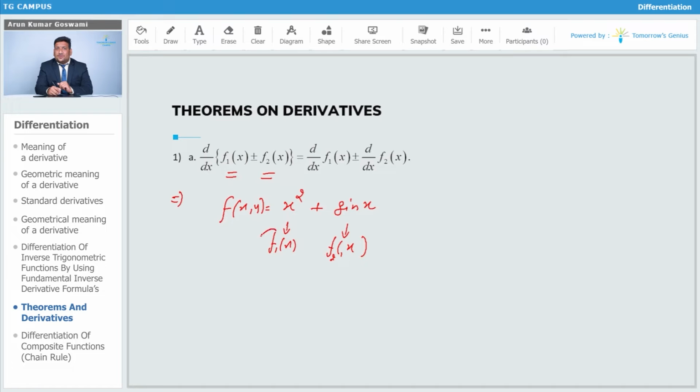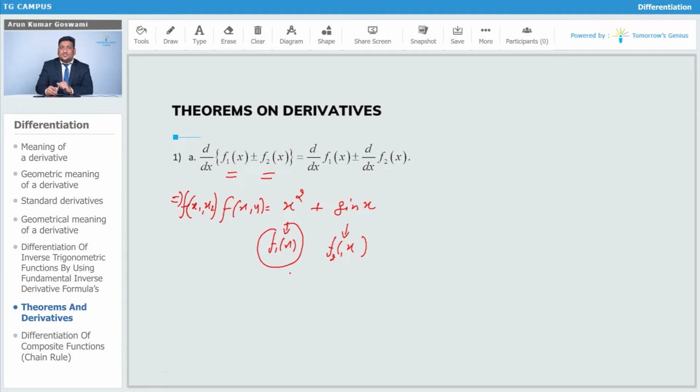I'm writing f of xy here just to represent two different functions, or else you can write it in a different manner, f of 1 and 2, instead of writing xy, because you will be confused with y. What is y here? We don't have any y. So instead you can write this function as f of x1 and x2. So basically this is a combined function, and we have two functions.